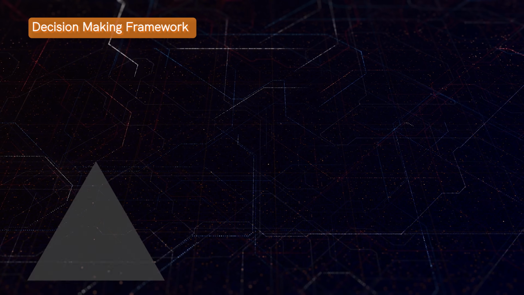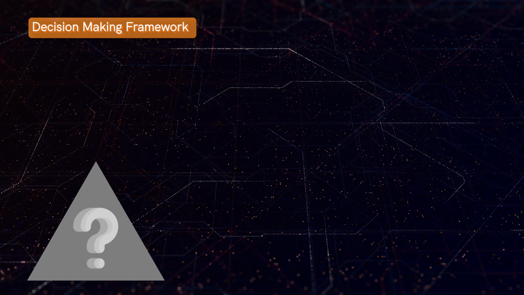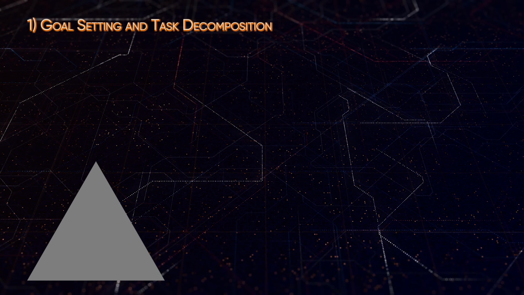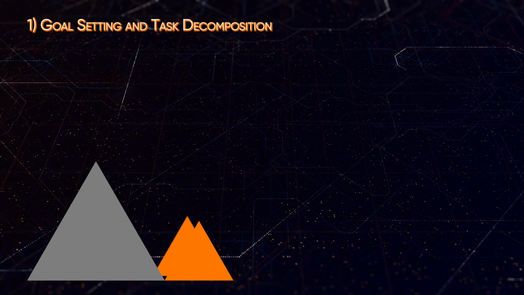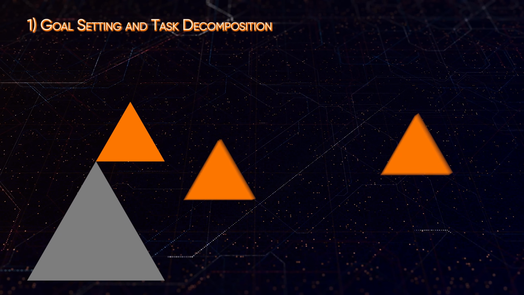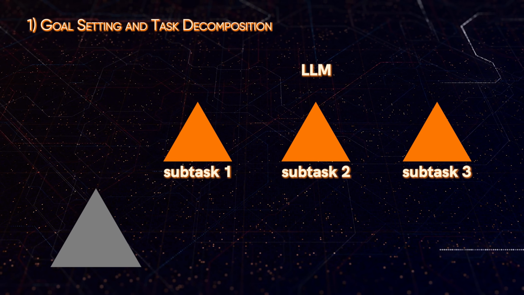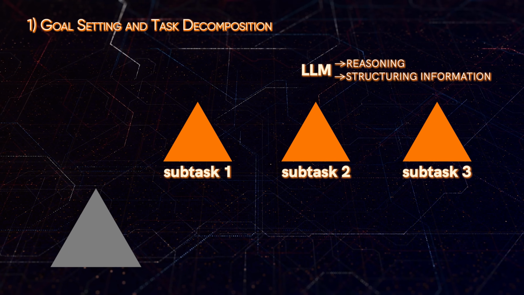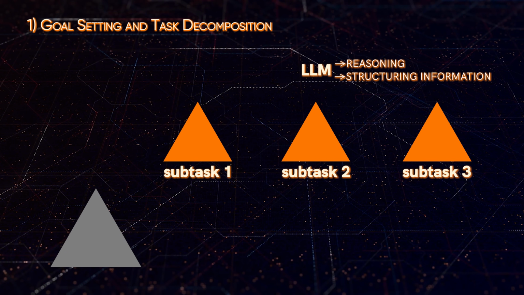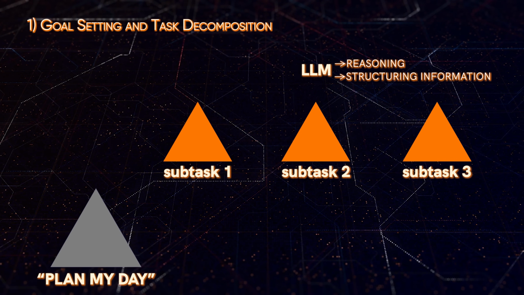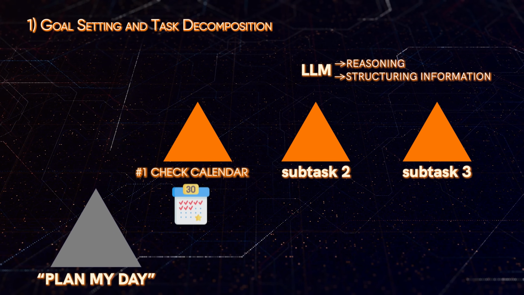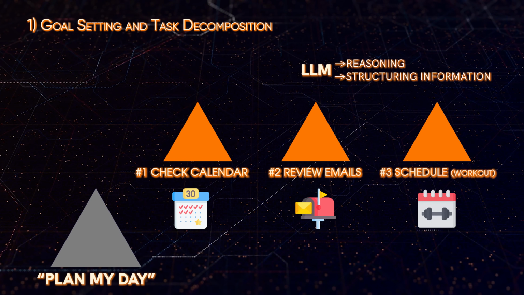So here's a quick overview of what the decision-making framework looks like, because it's pretty important to understand how the agent works. The decision-making framework starts by defining a goal or accepting one provided by the user. It then breaks this goal into smaller, actionable tasks, just like we would as a programmer trying to solve a problem. Now, the LLM that's used with the agent typically excels at reasoning and structuring information. This means they can interpret vague instructions like plan my day, and they can decompose that into subtasks such as check the calendar, review emails, and schedule a workout.